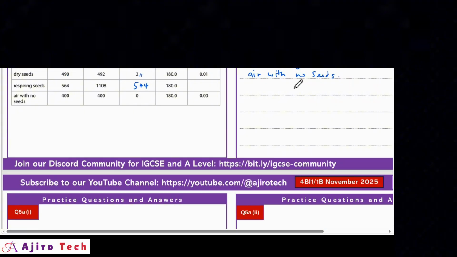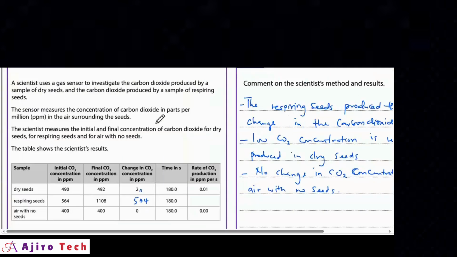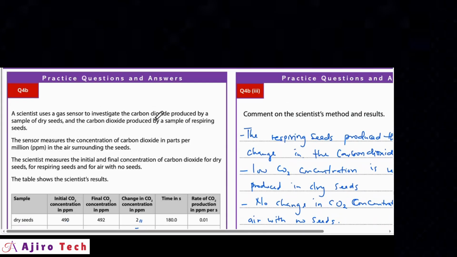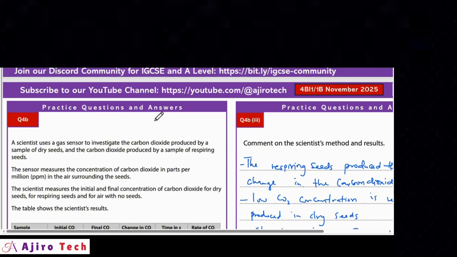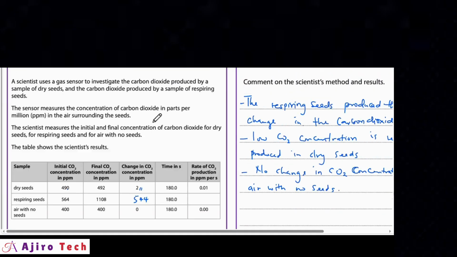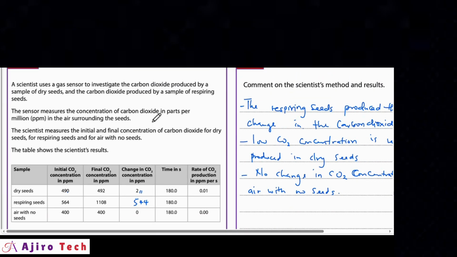Now, looking at this investigation, I didn't see anything like temperature. In this investigation, from the beginning to the end, the scientists did not control the temperature, and that is not good enough. So let's include in our comment that the temperature is not controlled, or the temperature at which this investigation is carried out is not stated.